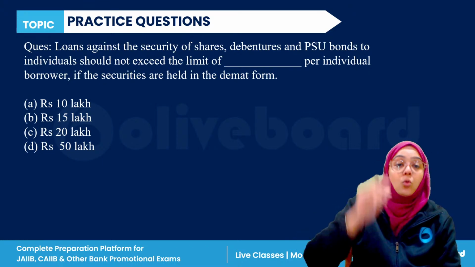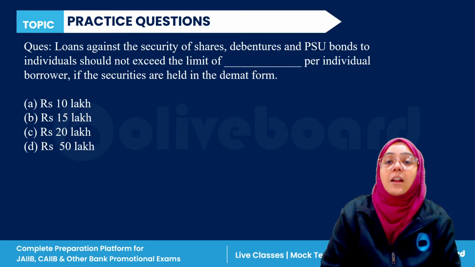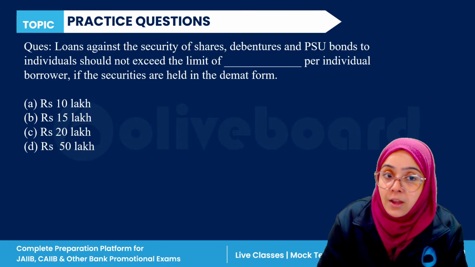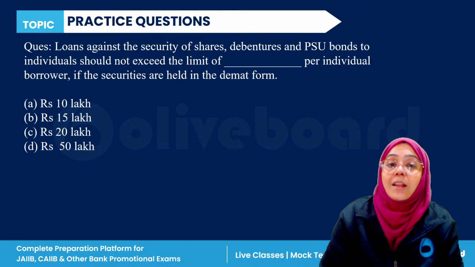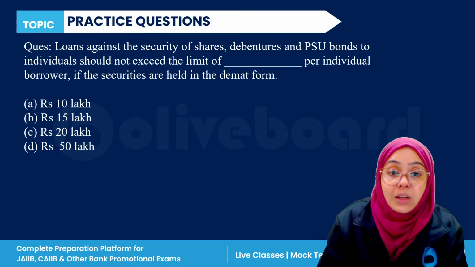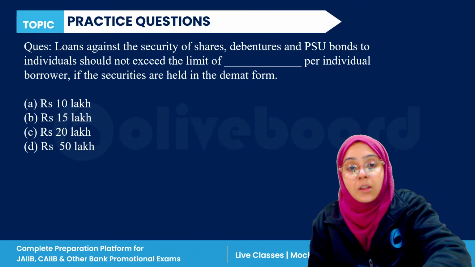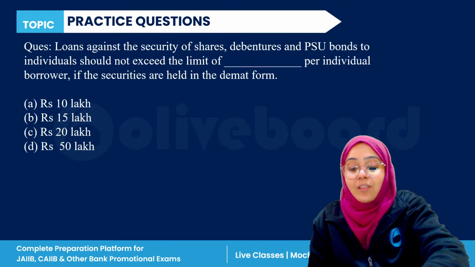Next question. Loans against the security of shares, debentures, and public sector undertaking bonds to individuals should not exceed the limit of dash per individual borrower if the securities are held in demat form. Please answer this question.